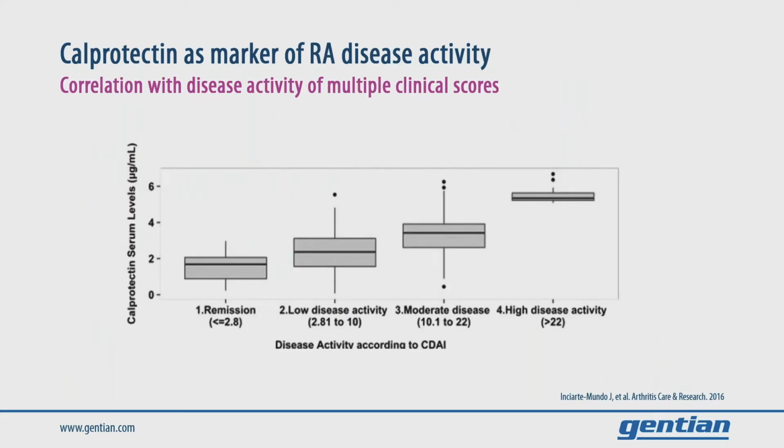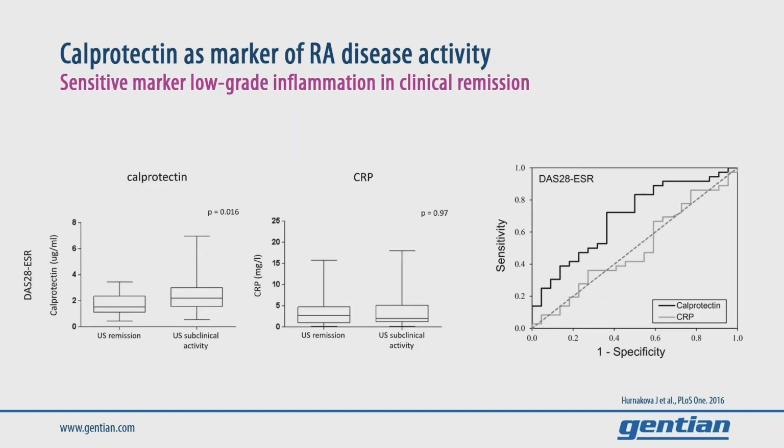So again, let me just quickly show you some examples of the clinical use of calprotectin in RA. Calprotectin levels are significantly lower in patients in clinical remission compared with those with low disease activity, and also show a stepwise increase with disease severity. In addition, calprotectin levels correlate better with activity indices than CRP and ESR, and only calprotectin is able to distinguish between remission and low disease activity.